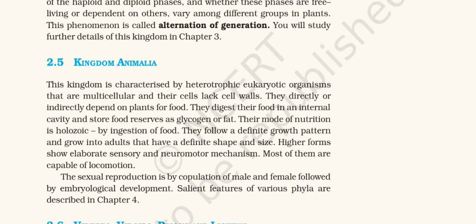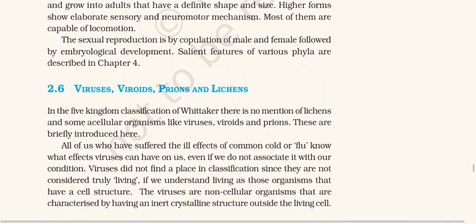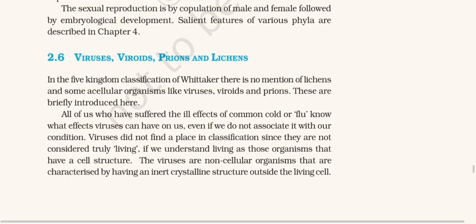Sexual reproduction is by copulation of male and female followed by embryological development. Salient features of various phyla are described in Chapter 4.